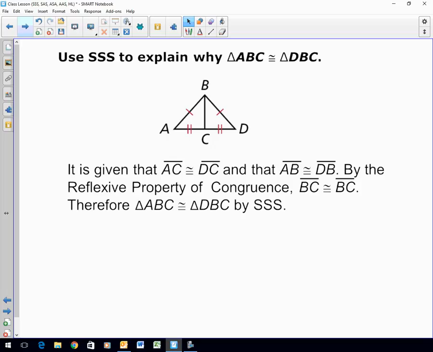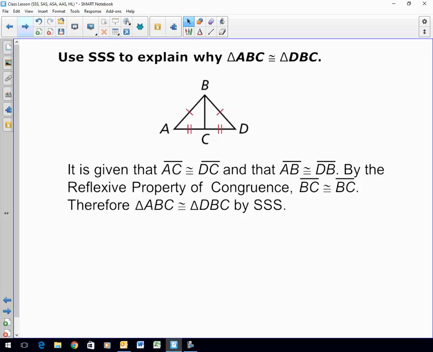First off, what do these tick marks mean? Well, the tick marks mean congruent. It means that a segment with 2 tick marks is congruent to a segment with another 2 tick marks. So in this case, AC is congruent to DC. Hot dog, I got one side of each triangle so far. Then I'm given AB, which is congruent to DB. Well, no longer are we eating hot dogs, now we're up to hamburgers. Okay?